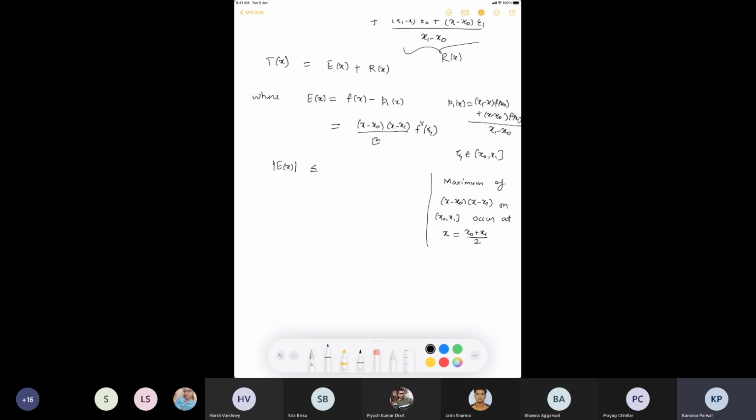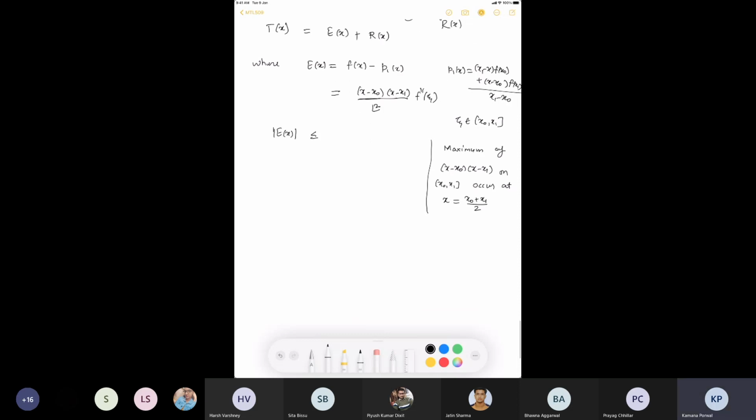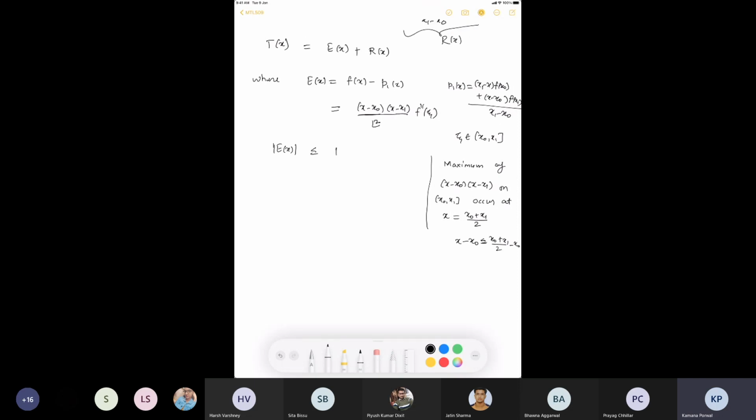So for any x, the absolute value of Ex will be less than or equal to, if I substitute x equal to (x naught plus x1) by 2, right? So x minus x naught and x minus x1 both are going to be, what is x minus x naught? This is (x naught plus x1) by 2 minus x naught. So I will get x1 minus x naught, and same with the second term. So I will get (x1 minus x naught) squared divided by 2 times f double prime of xi.